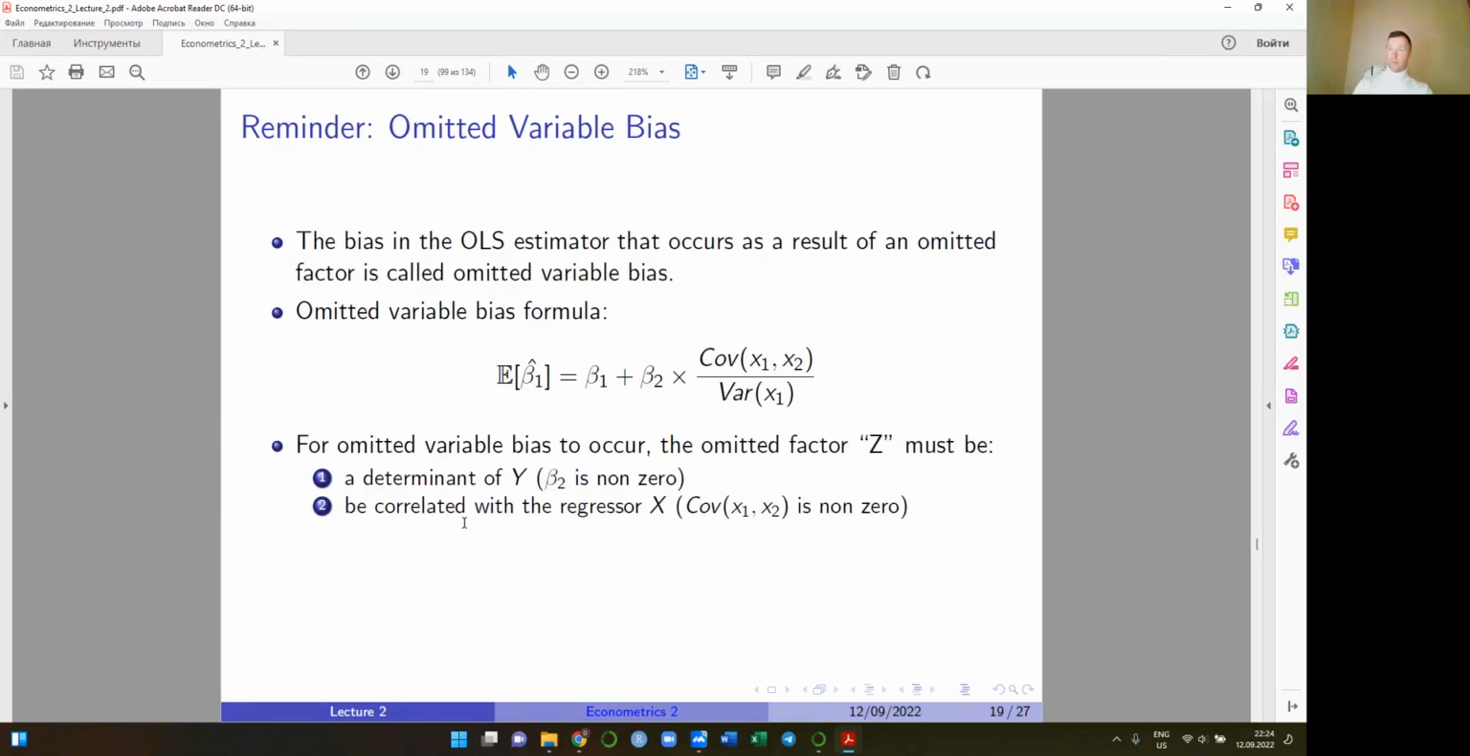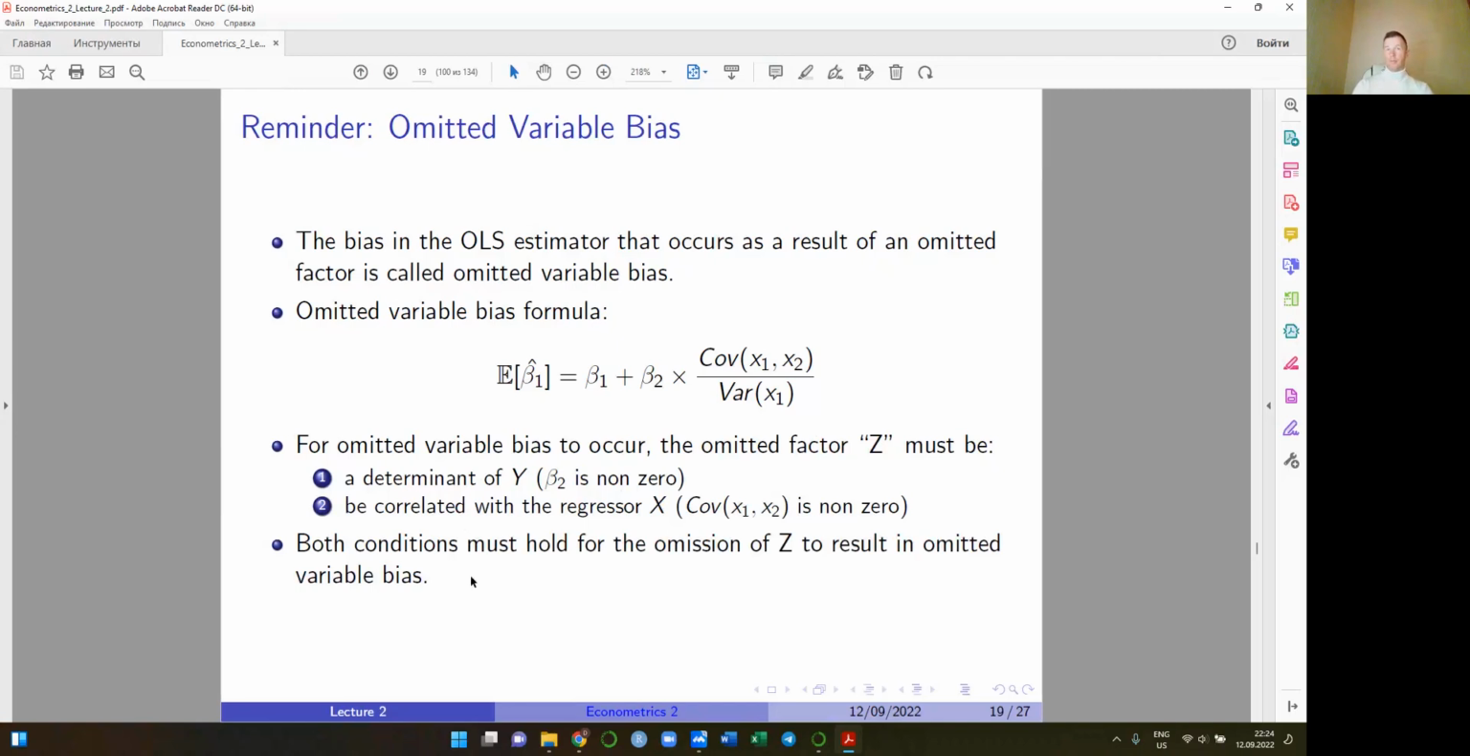You can watch the relevant lecture from the first part if you want to remember more about the omitted variable bias. Well, if both conditions hold for the omission of z, then the result is omitted variable bias.